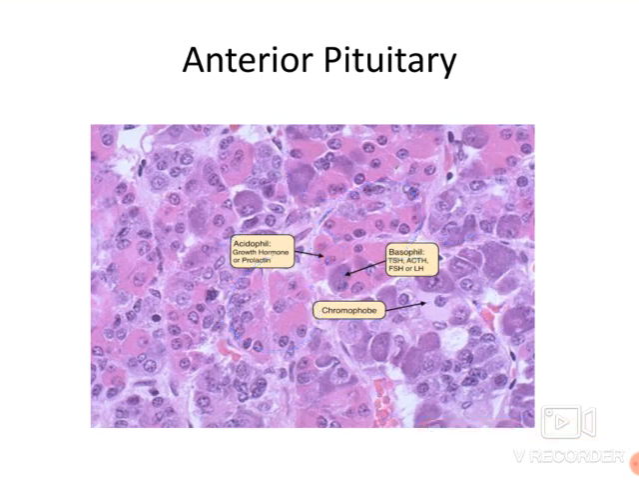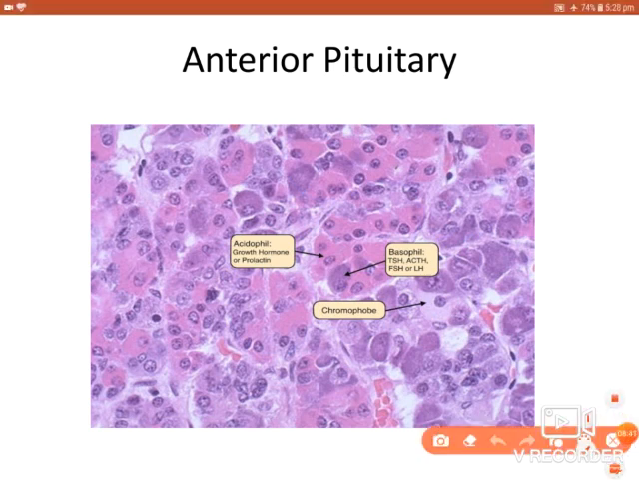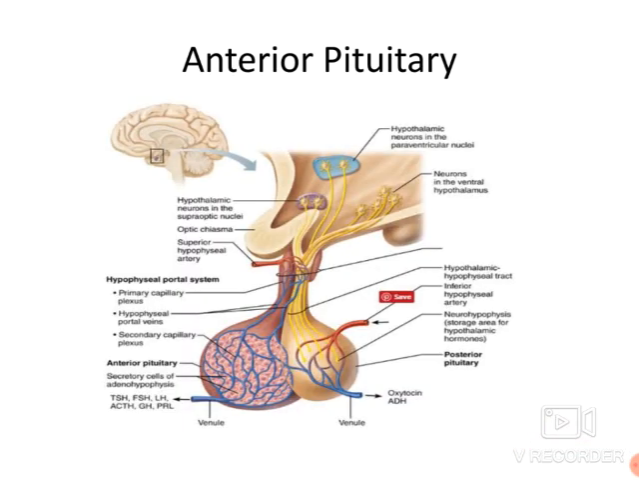The acidophils secrete growth hormone and prolactin. Basophils secrete thyroid stimulating hormone, adrenocorticotropic hormone, gonadotrophins, and also melanocyte stimulating hormone. Chromophobes are inactive and act as reserve cells. So that is about the structure of the anterior pituitary.